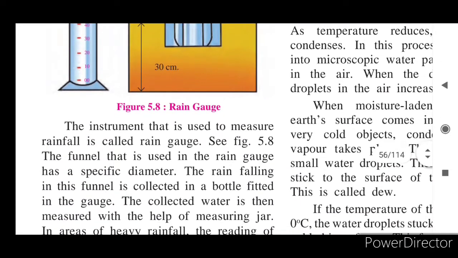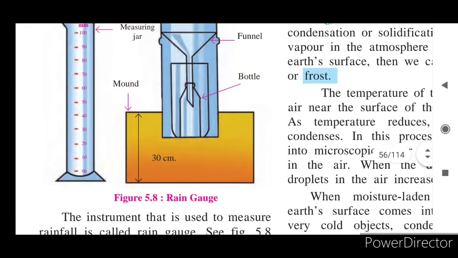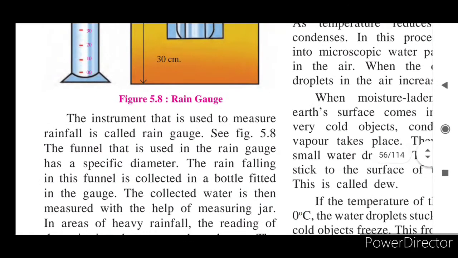Okay, now we will see the explanation. The instrument that is used to measure rainfall is called a rain gauge. See figure 5.8. The funnel used in the rain gauge has a specific diameter, meaning whatever rainfall falls should come directly into the bottle through the funnel. It has its proper diameter, and we measure the rainfall through this instrument. That instrument is called a rain gauge.